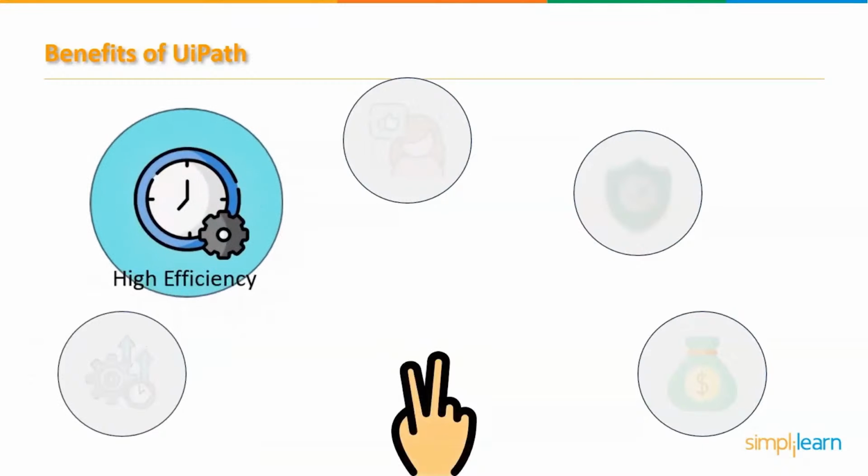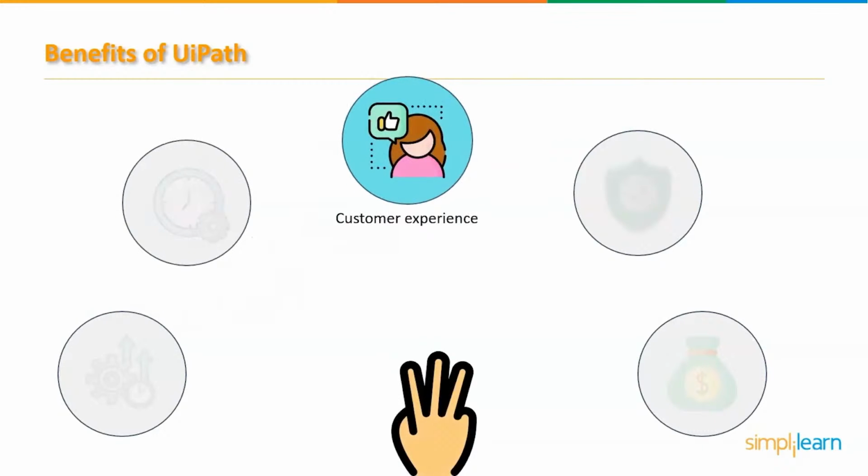RPA software does not need a break. It can operate 24 hours a day. A single RPA robot may replace 2 to 5 full-time workers. If not more, robots can do the same amount of work in less time or more work at the same time as humans. Customer experience.